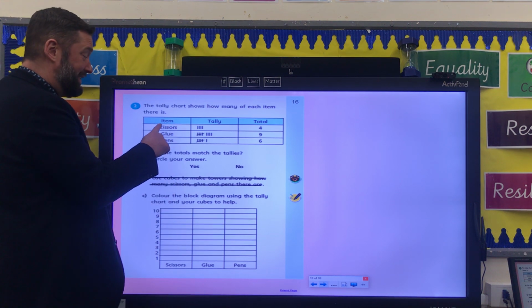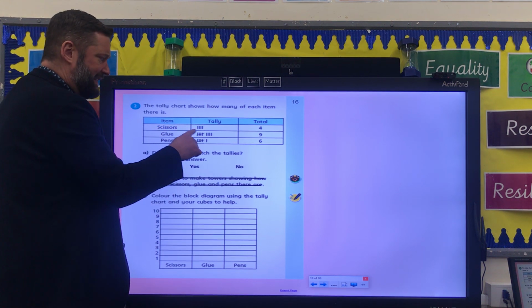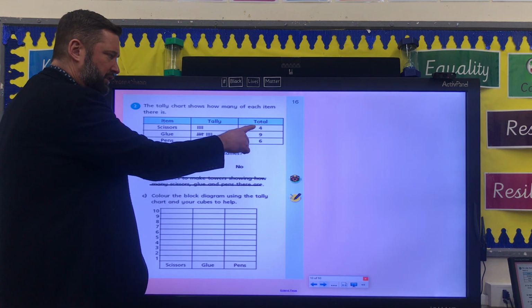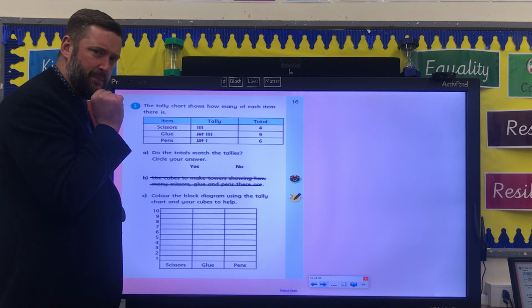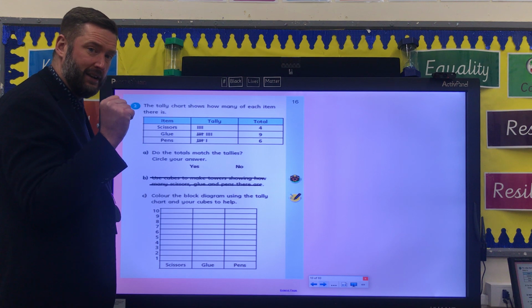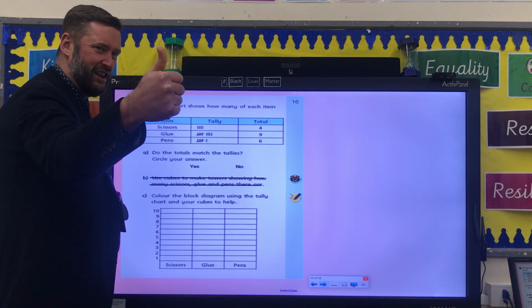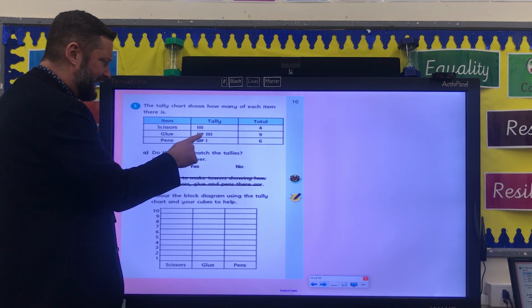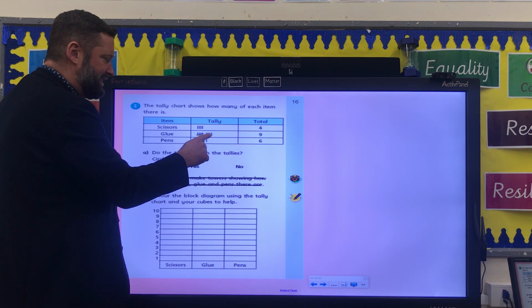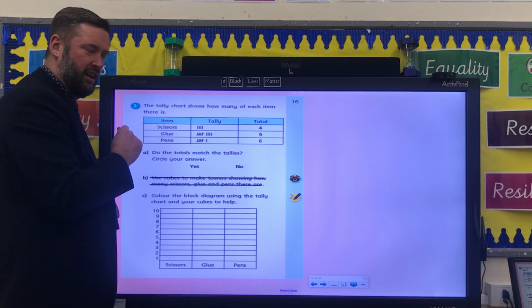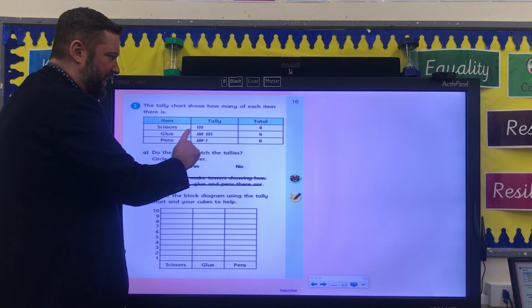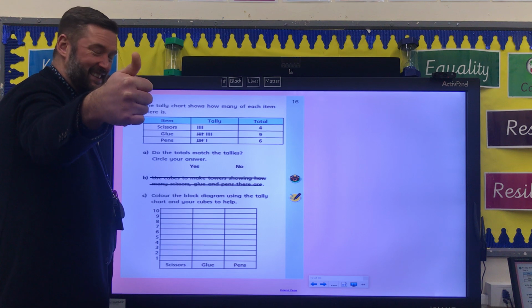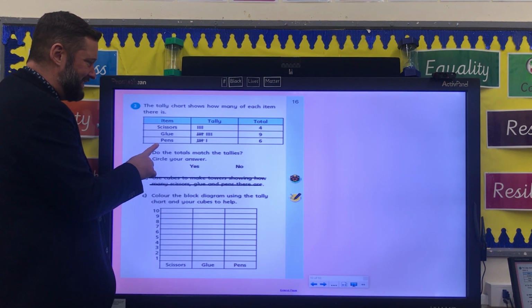So scissors. What does the tally say? What's the total? Are they the same? Are they equal? Do they match? Yes, they do. Let's look at the next row. Glue. Let's count the tally. In your head, 5, 6, 7, 8, 9. Does the tally and the total match? Are they equal? Are they the same? Yes, they are.